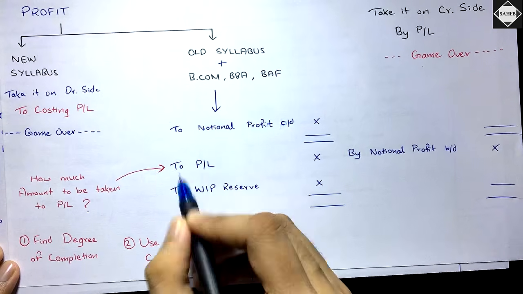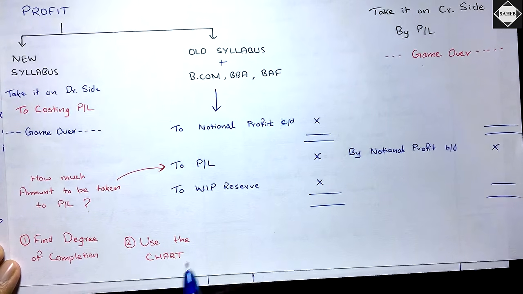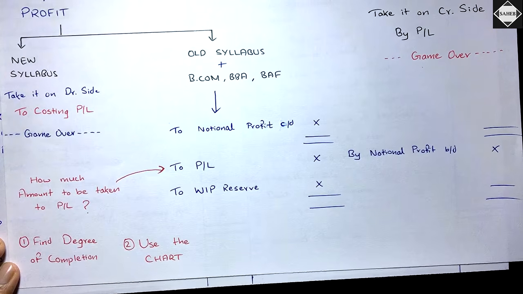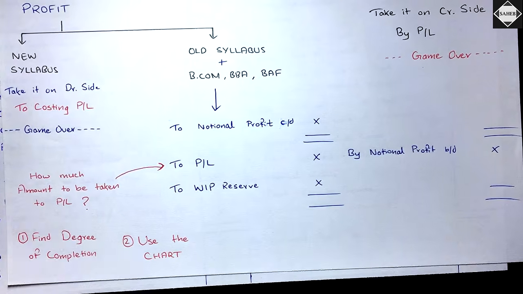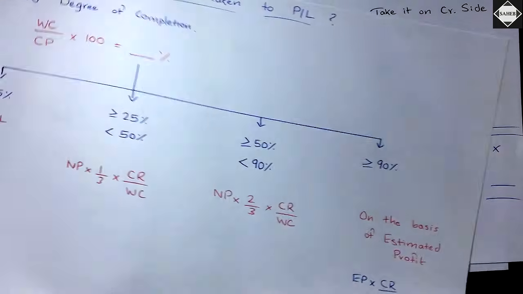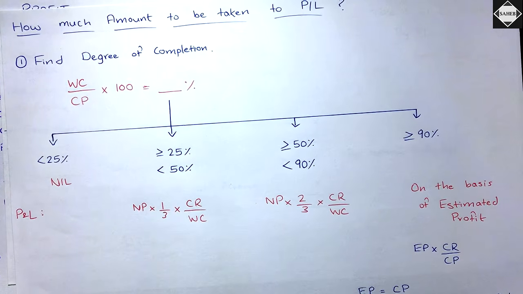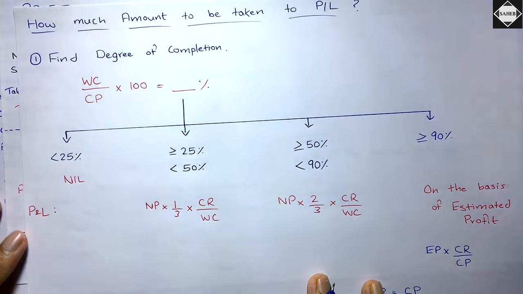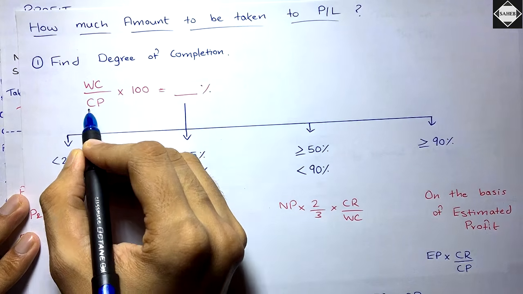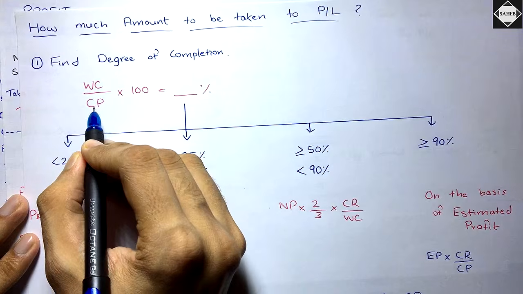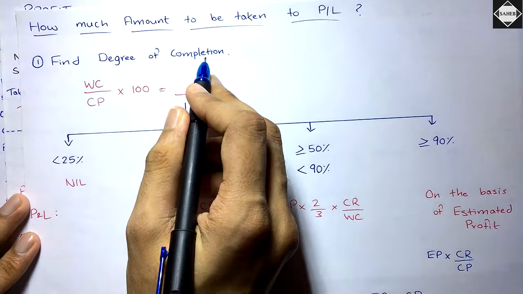So how are you going to split this into costing profit and loss and work in progress reserve? You have to understand that properly. How much amount is to be taken to profit and loss? To do that, it's very simple. First you have to find the degree of completion. How are you going to do that? You have to use this formula: work certified divided by contract price, into 100, and you will get a percentage. That's called degree of completion.